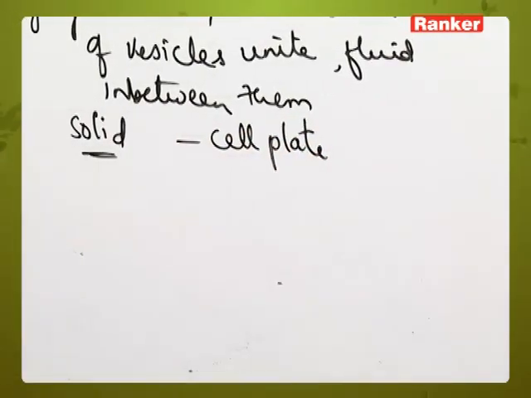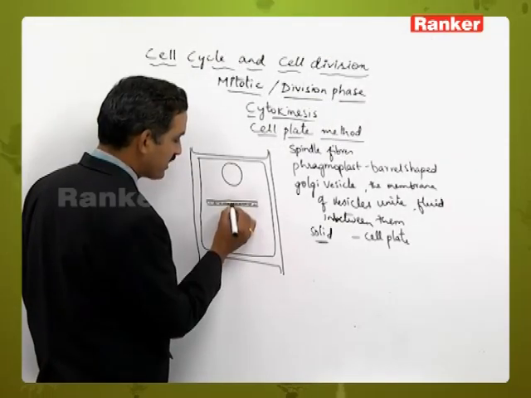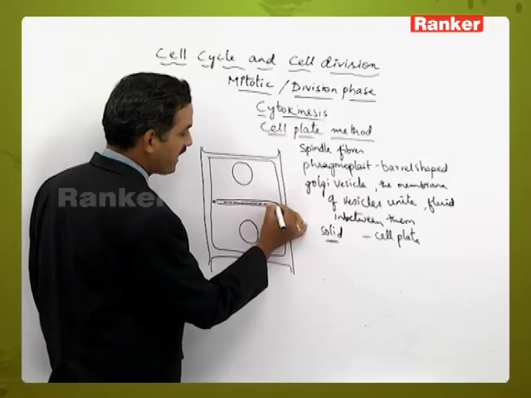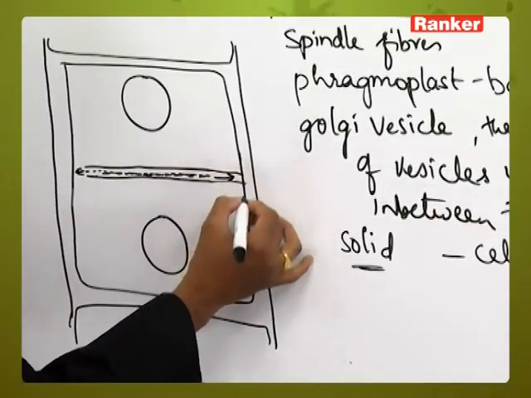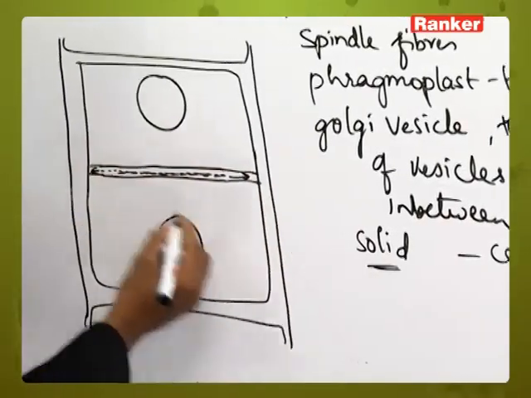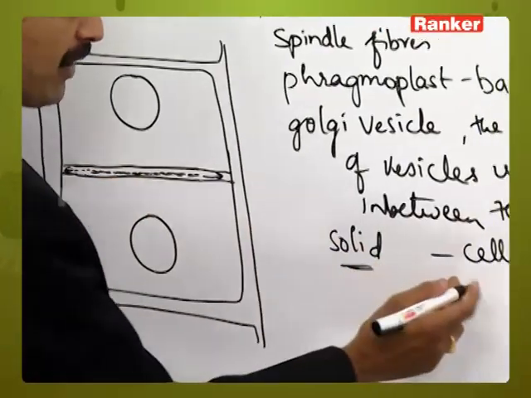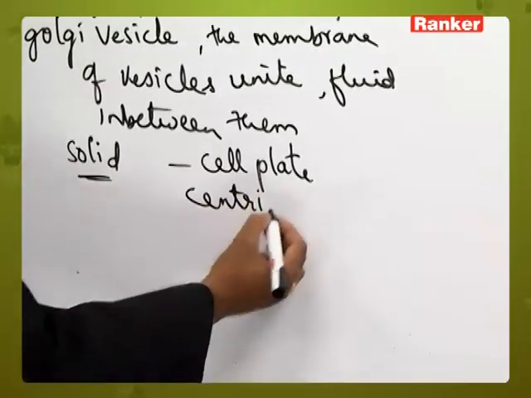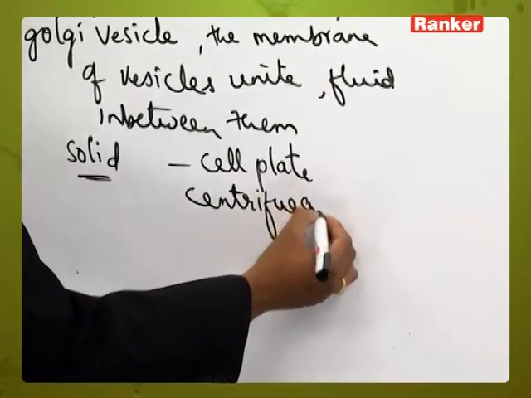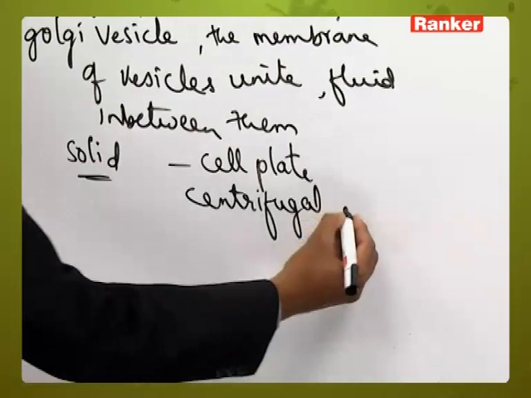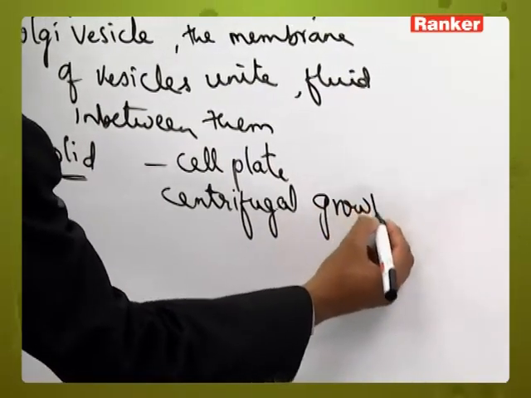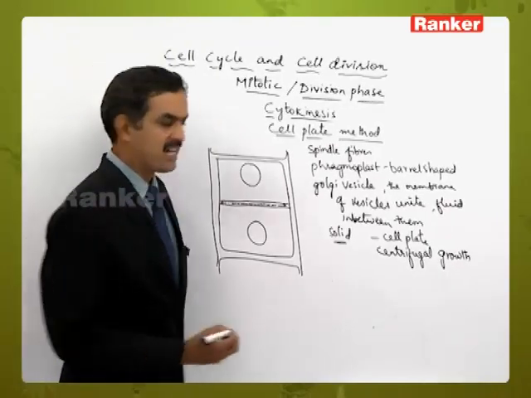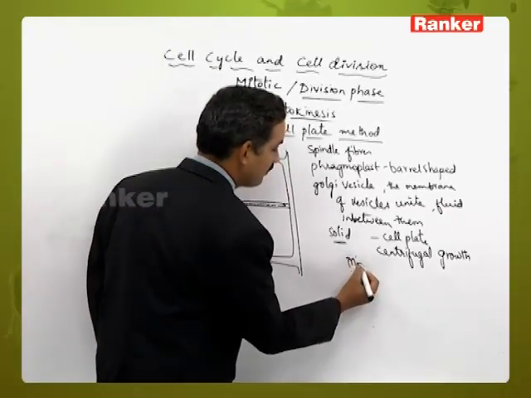This cell plate will start forming in the center, move towards the periphery and attach to the lateral wall of the parent cell. Since the cell plate formed from the center moves towards the periphery, we call it the centrifugal growth of the cell plate. Then the cell plate will undergo some changes and be converted into the middle lamella.